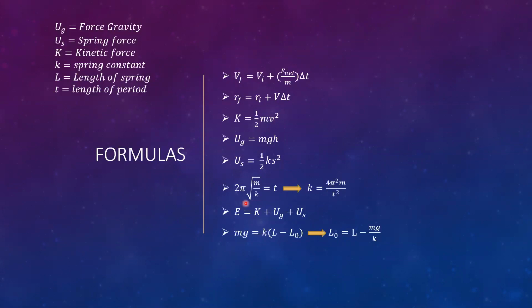T equals 2 pi times the square root of m over k, the formula to find the period of oscillation, rearranged to find k, the spring constant. E equals K plus Ug plus Us, the energy principle. And mg equals k times L minus L naught, which is just force gravity set equal to force spring, rearranged to find L naught, the initial length of the spring.